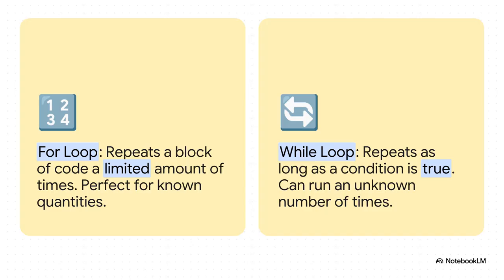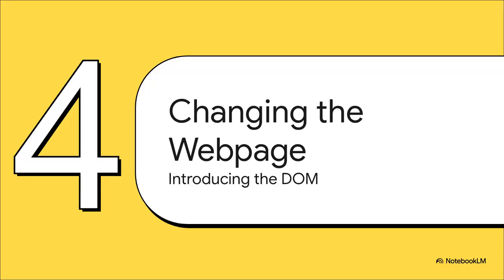But what if you need to do something over and over again? Well, that's what loops are for. A for loop is perfect for when you know exactly how many times you need to repeat something, like go through these 10 photos. A while loop is for when you don't. It just keeps on going as long as a condition is true, like keep checking for new messages. So let's recap. We can store data, we can make decisions, and we can repeat things.